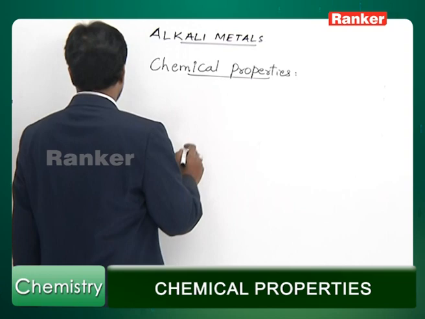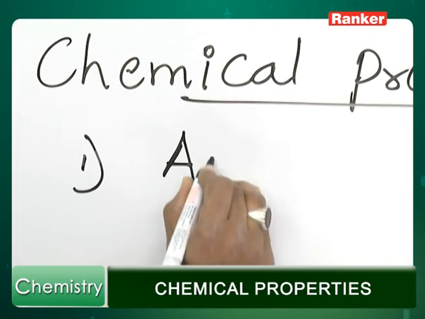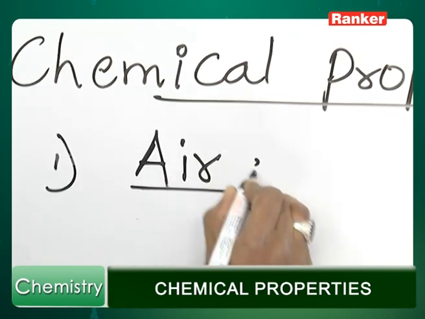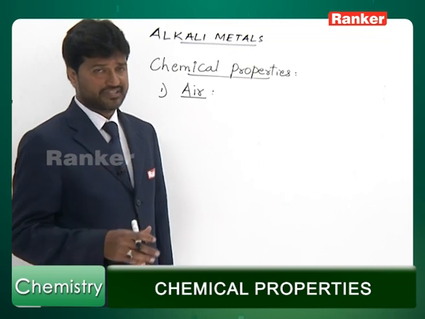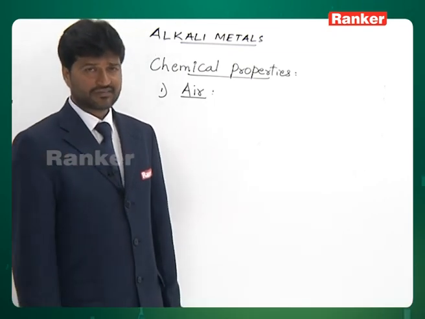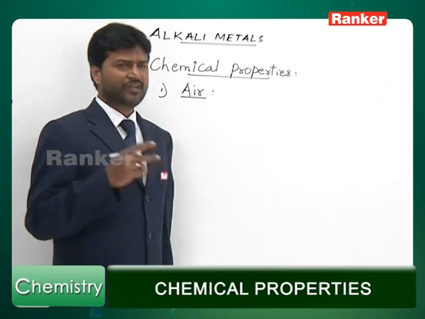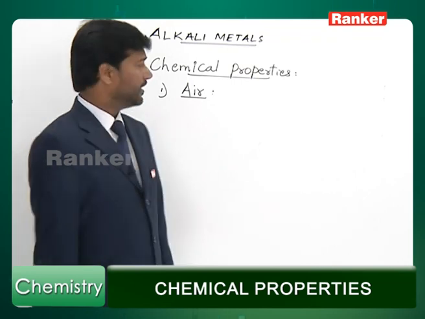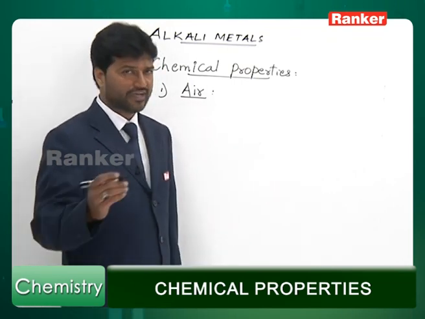Now under chemical properties, let us first learn how they react with components of air. You know very well there are two important components present in air. One is oxygen, the other one is nitrogen. Apart from that, you have carbon dioxide and noble gases. The very important components present in air are oxygen and nitrogen. Let's see how alkali metals react with these components of air.